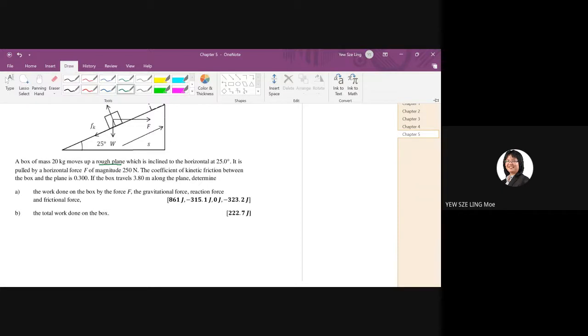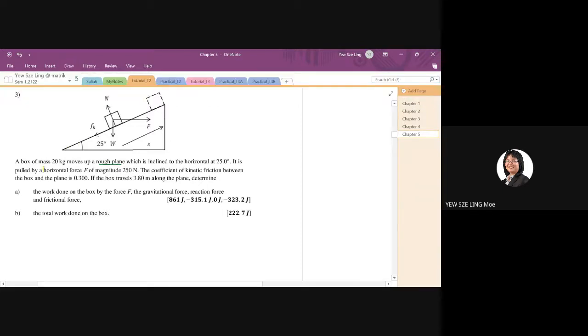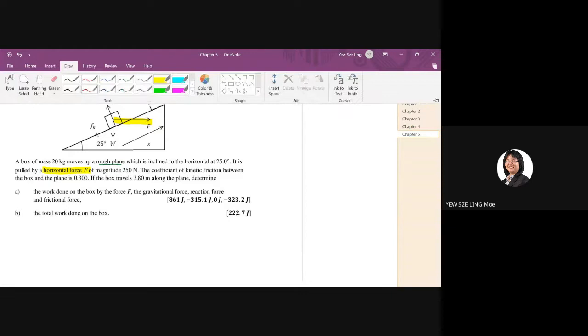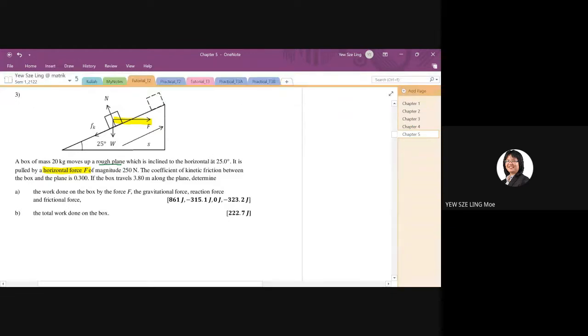This is a part where students often get it wrong in the exam. Horizontal force truly means horizontal. It doesn't mean it is parallel to the surface. So make sure you understand how to sketch the free body diagram. Of a magnitude 250 Newton, the coefficient of kinetic friction between the box and the plane is 0.3. If the box travels 3 meters along the plane, determine the work done by each force.